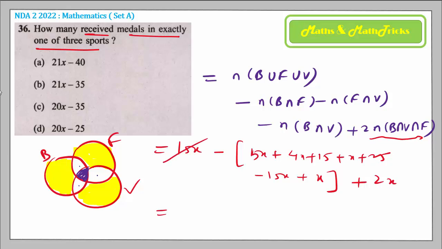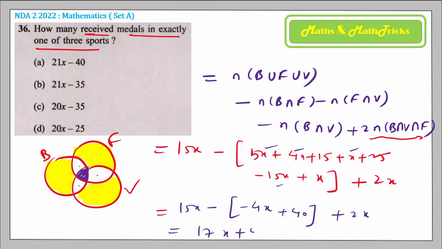So you can see that this 15x is not getting cancelled, it's getting added. Okay, let us simplify this. So it's 15x minus, inside the bracket, 5 plus 4, 9, then 10, minus 15, minus 5, plus 1, minus 4x. Minus 4x you are getting there, plus 40, and then you have plus 2x. So you have 17x plus 4x minus 40, that is equal to 21x minus 40, and hence the answer is option A for this. Hopefully it is clear to you.